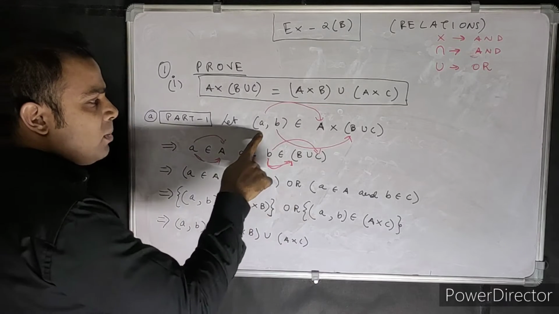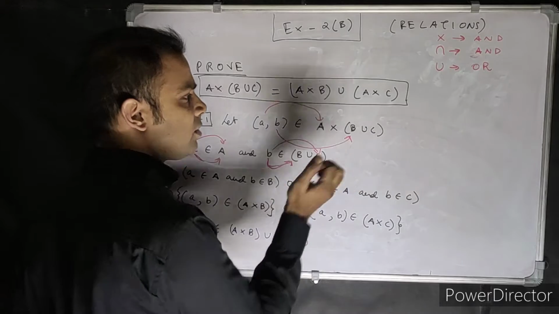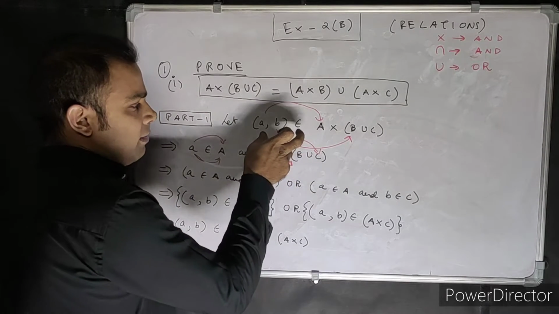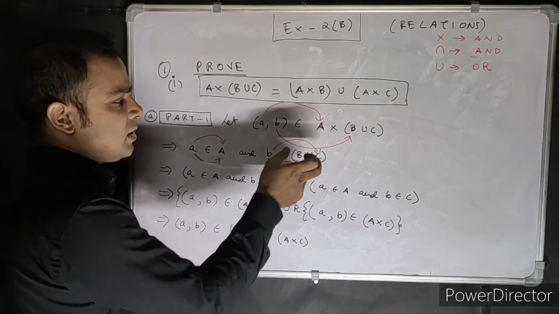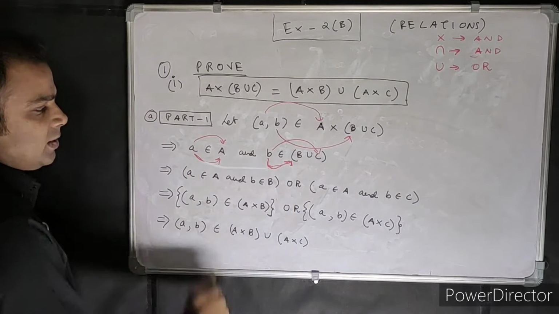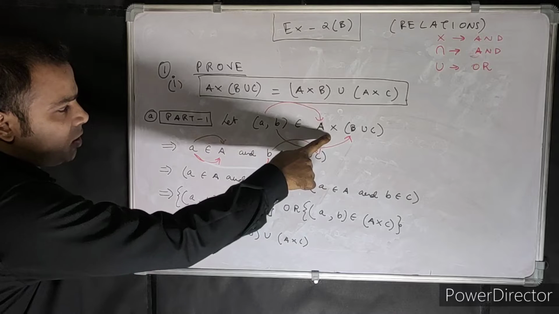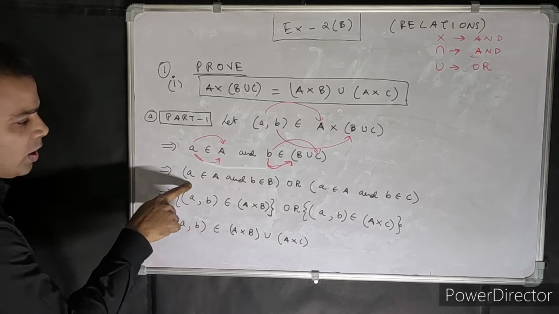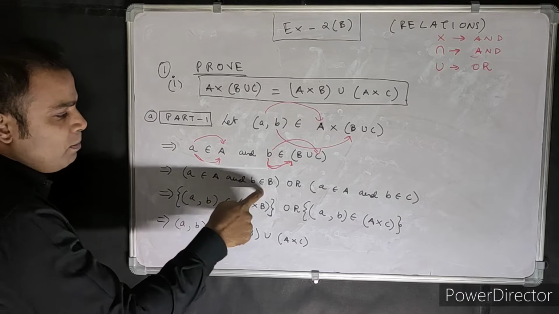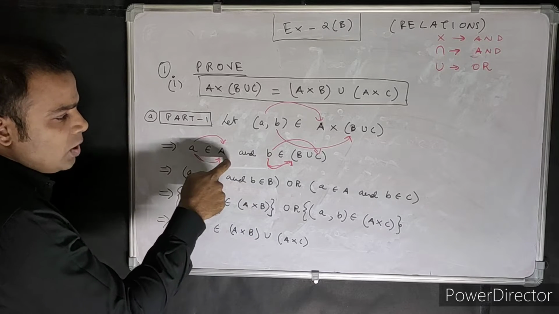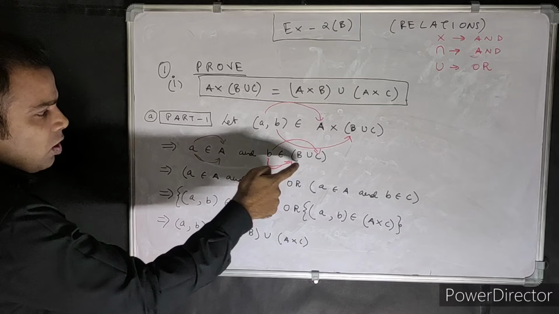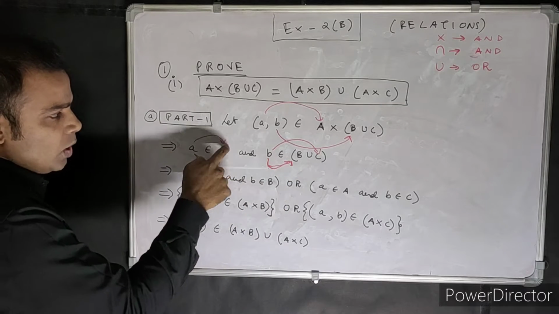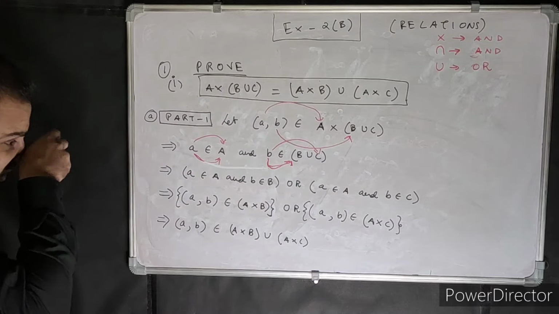First, I have assumed that a coordinate belongs to this relation. No problem. Then I split it. I made the first element go to the first set, then the second element go to the second set. I split it by an and because this cross became an and. Now A belongs to A and B belongs to B. Or this union changed to or. A belongs to A, B belongs to C.